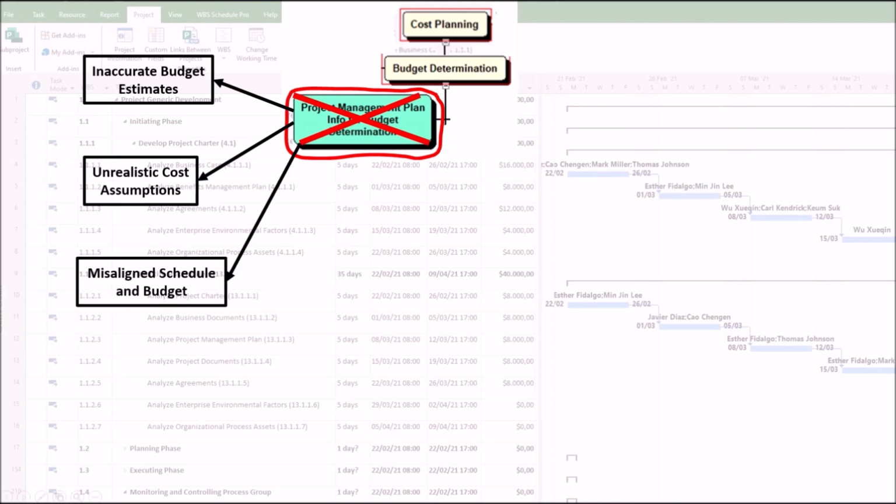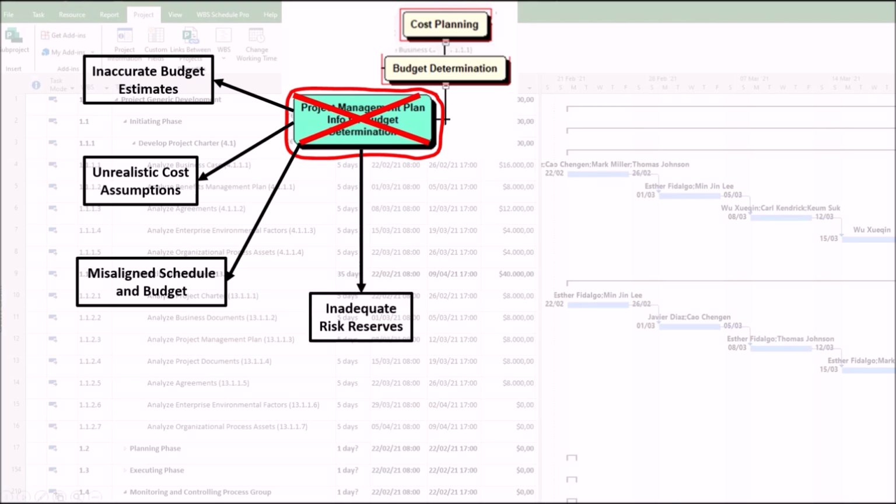3. Misaligned schedule and budget from poor integration. If the schedule baseline is not properly analyzed, time-phased budgeting, such as monthly cash flow, may be incorrect. As a result, this can lead to funding gaps or idle resources, disrupting project execution.